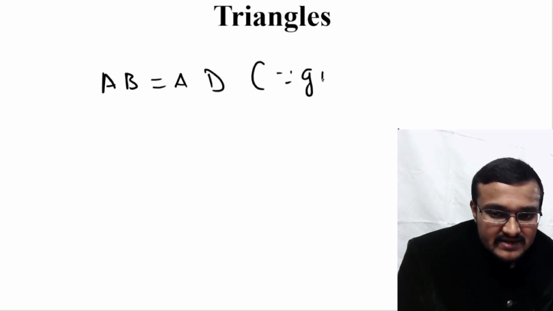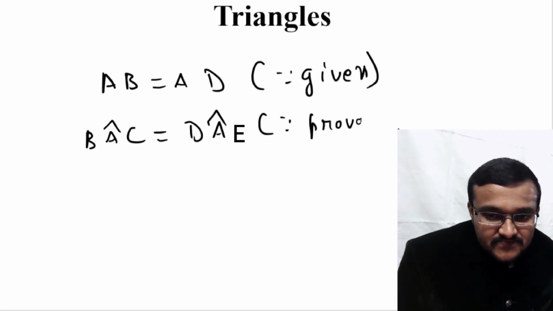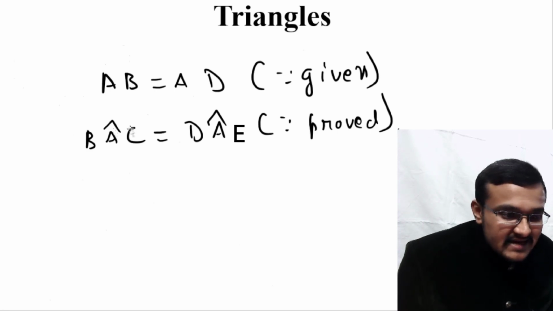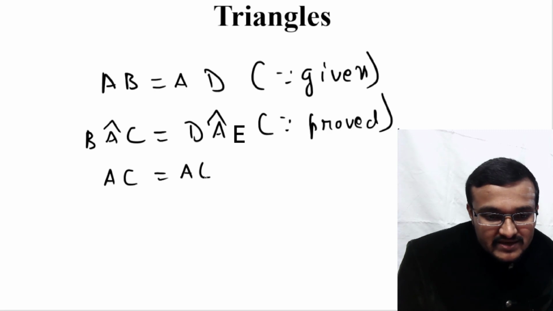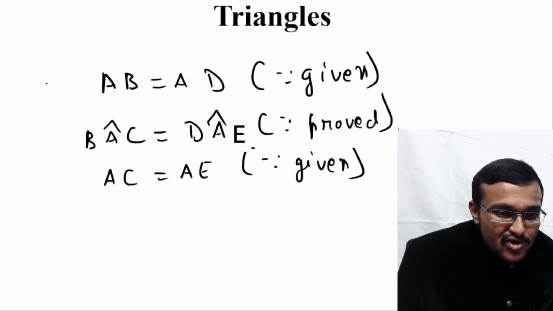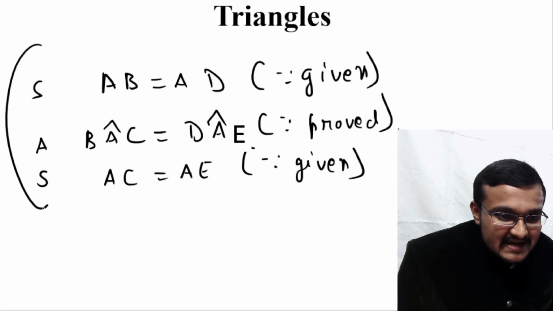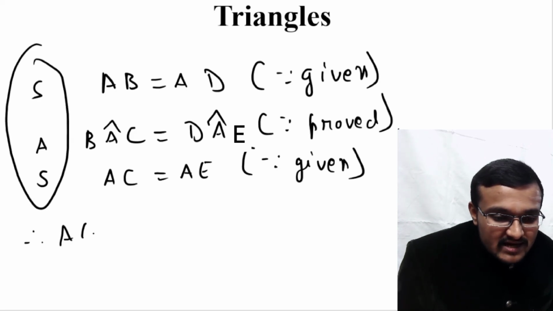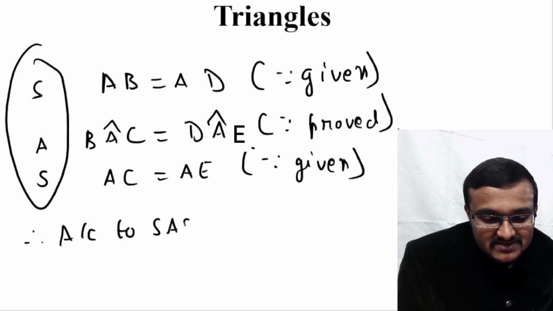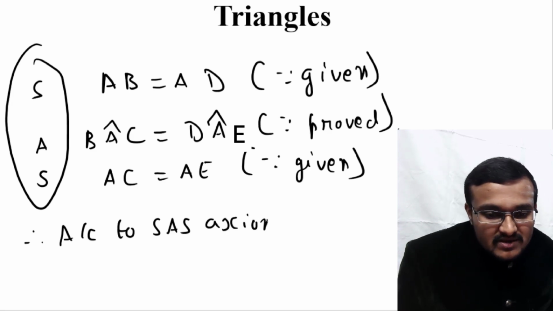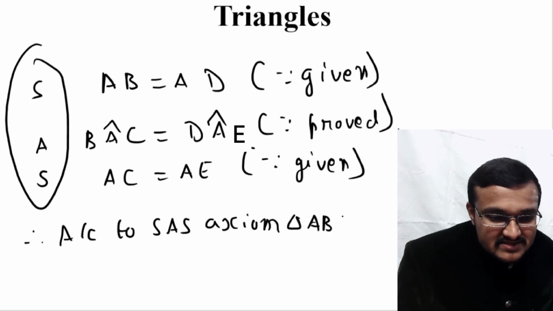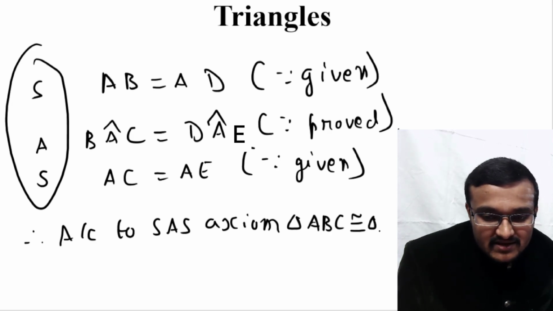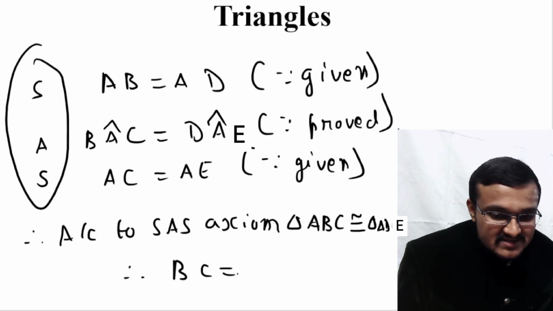This is actually given. We have proved this. Now here in this diagram they have already given AC is equal to AE. So AC is equal to AE. This is also given. Now according to SAS axiom, triangle ABC is congruent with triangle ADE, therefore BC is equal to DE.